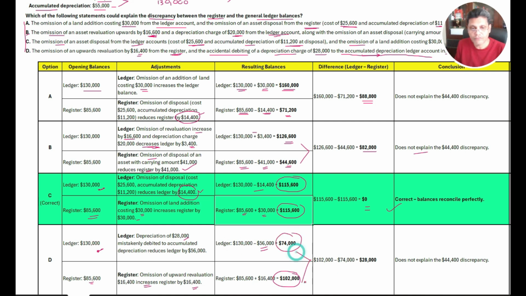So the difference will be 28,000. So this is not the correct option. Therefore, the correct answer is C. So this is the answer for this particular question. Let's move on to the other question.